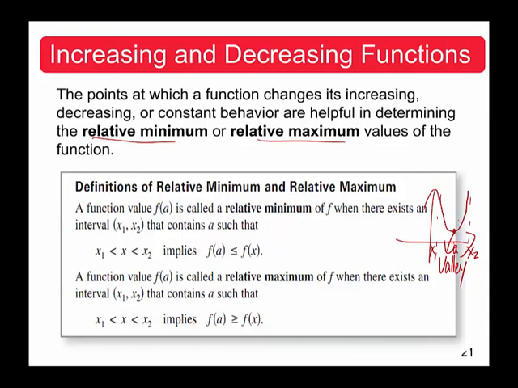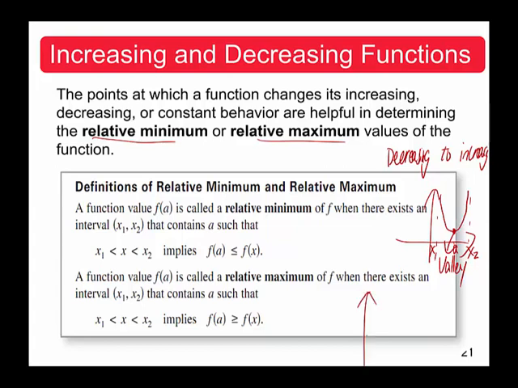Also, graphically speaking, you have a change from decreasing to increasing. If the function changes from decreasing to increasing, at that particular change point, that's what we call a relative minimum. So relative minimum occurs when the function or graph changes from decreasing to increasing.